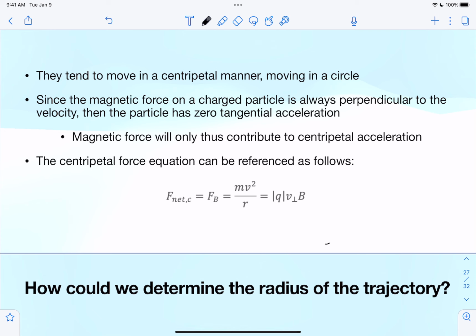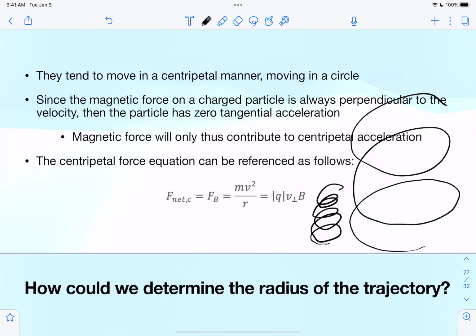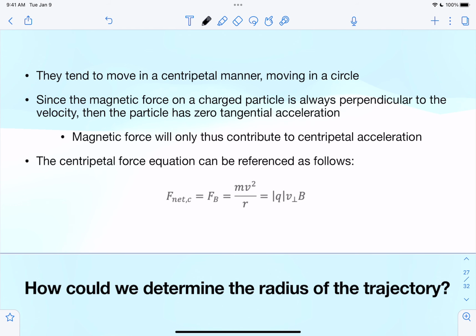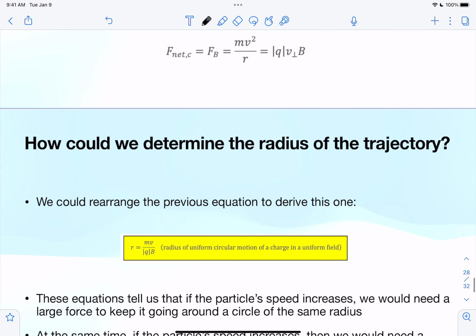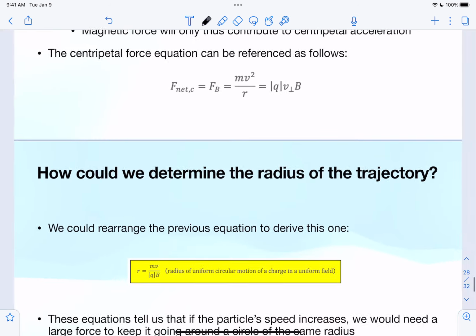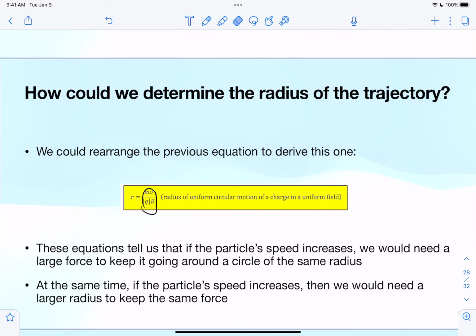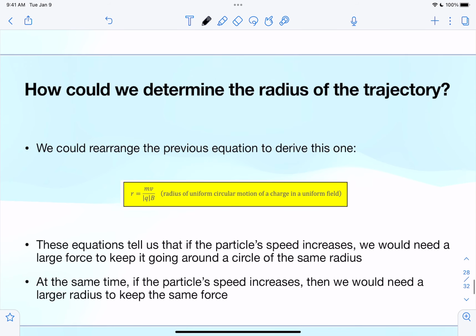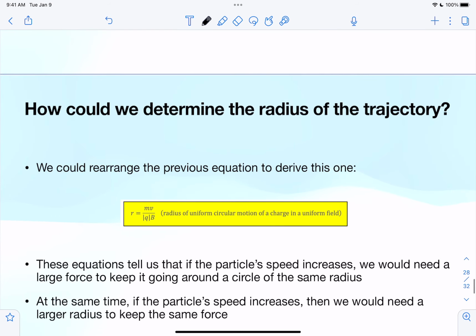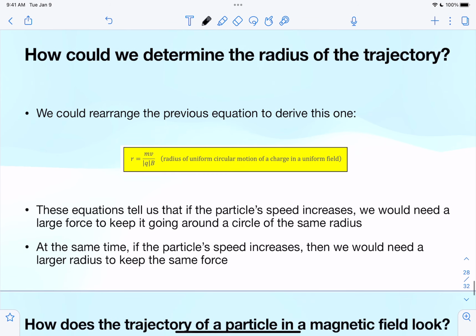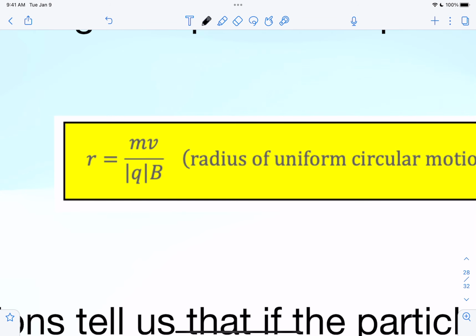Like figuring out if we are moving in a very tight spiral, or if it's more of a gradual spiral. Like if it has a larger radius or a smaller radius based on its force and centripetal force. So if we rearrange this equation, we come up with mv over qB is equal to the radius, right? So the radius of uniform circular motion of a charge in a uniform field. This helps us figure out the radius of the circle that the particle is moving in, if it has a uniform magnetic field. And for this equation, we use the absolute value of the charge, by the way.